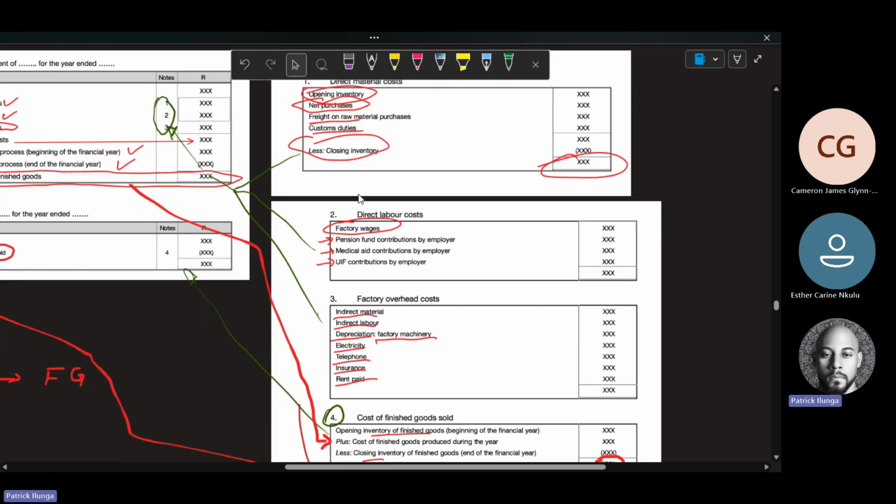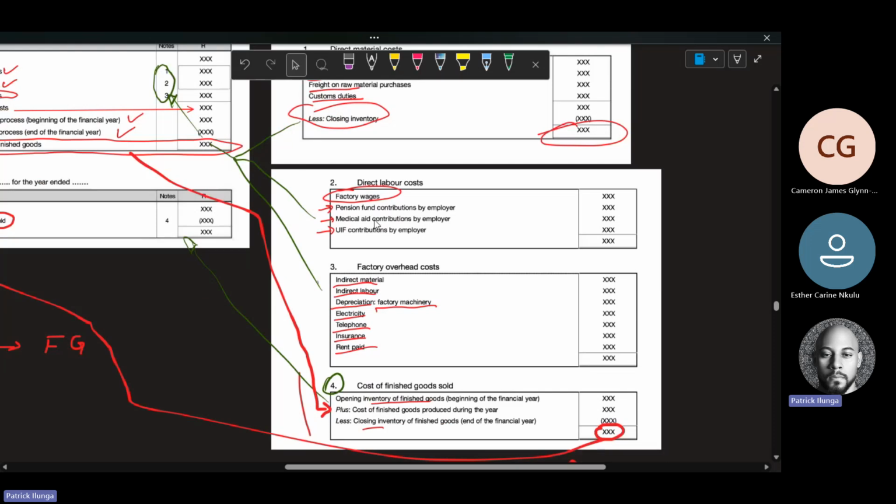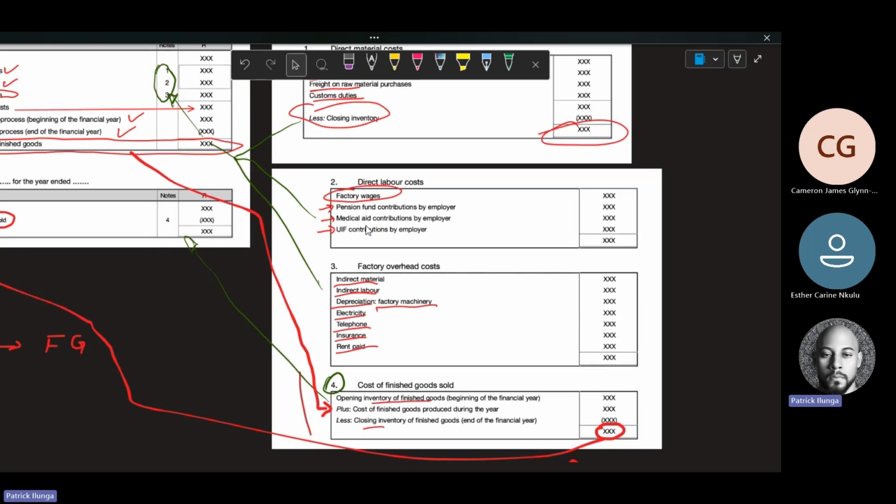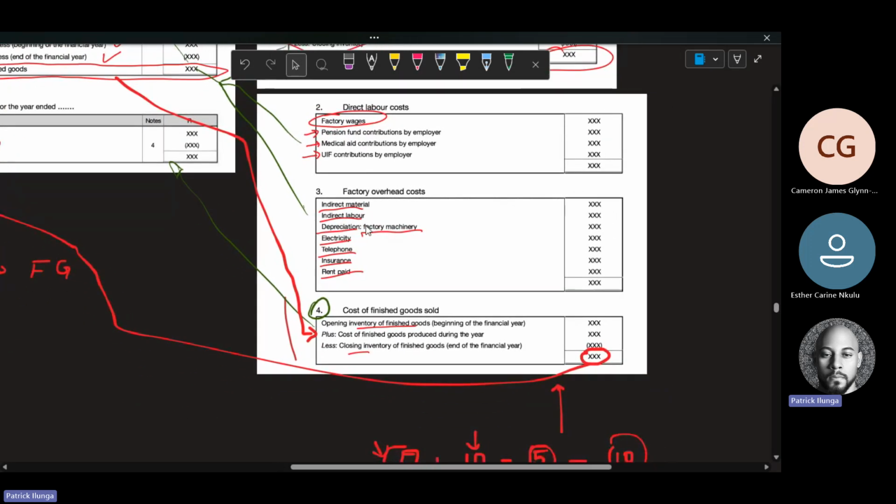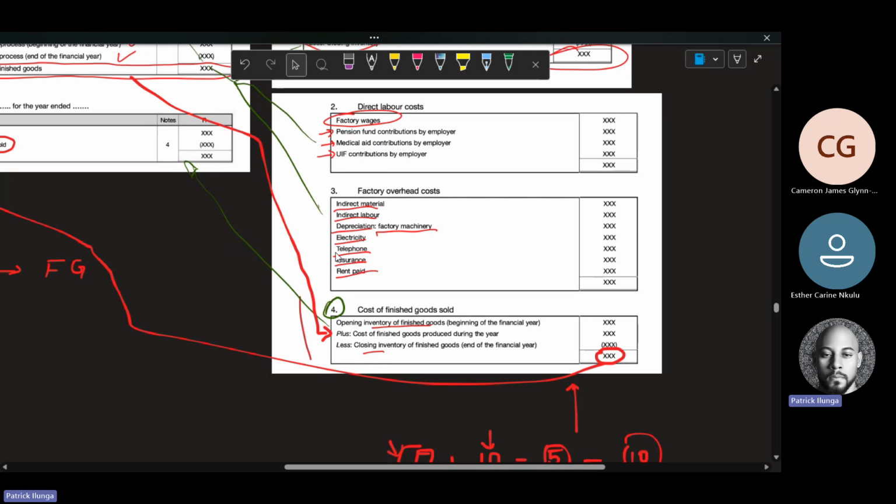Railage, customs, whatever it is, if it belongs to the direct material, to help us take the direct material and bring it to us so that we can begin the production, you have to take everything into account, minus the closing, because the closing does not belong to this period. Very simple, right? Direct labor. You will never have labor from last period. Labor is always this period, but you need to take into account other costs that are involved: medical aid contributions, UIF contributions, pension fund contributions. All these things you need to take into account. And then you have the factory overhead costs, right? Remember, everything related to the factory, not admin, not marketing, not sales.